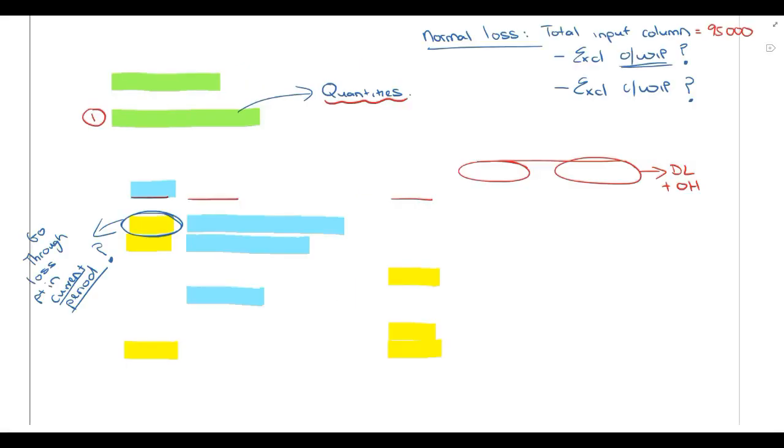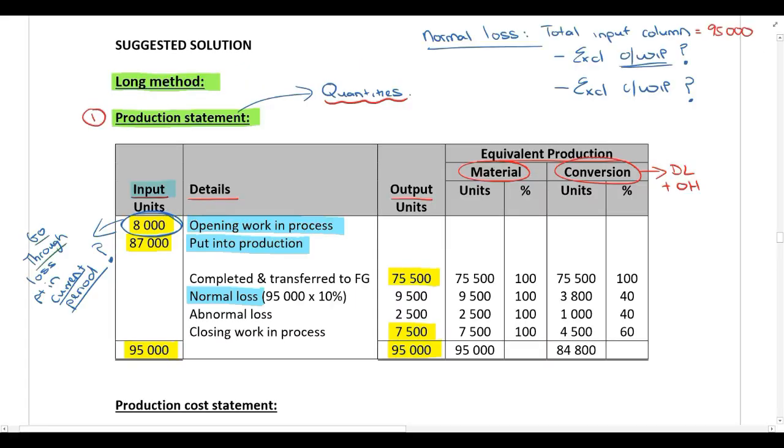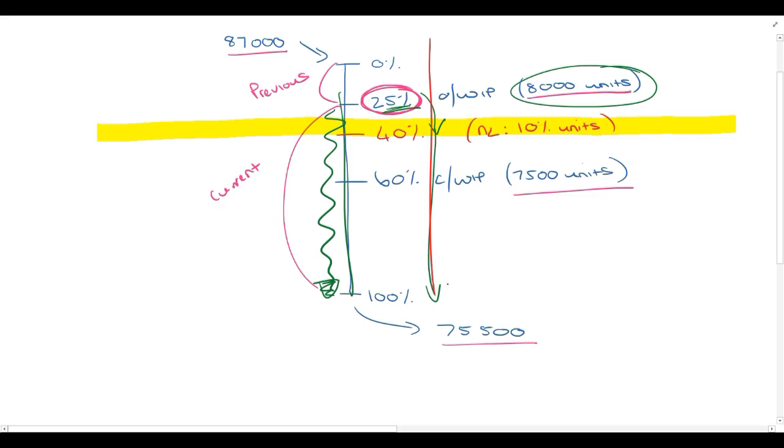So answer this question over here. Do they go through the loss points in the current period? Yes, they go through the loss points in the current period. So should I exclude them from my calculation? No, don't exclude them from your calculation. Those units go through the loss points in the current period. So when I'm calculating my loss, I must take those units into account. Don't exclude them, take them into account because the units definitely go through the loss points in the current period.